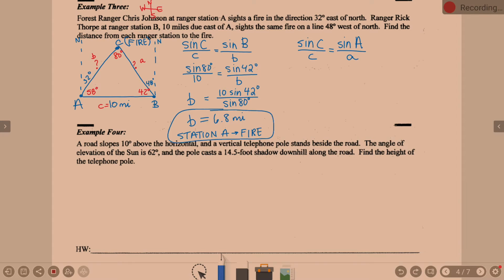Same type thing over here, right? Sine of 80 over 10 again. This time it's going to be sine of A, so sine of 58 degrees over A. A is going to be 10 times sine of 58 degrees divided by sine of 80 degrees. That comes to about 8.6 miles on this one. And that is the distance from Station B to the fire.